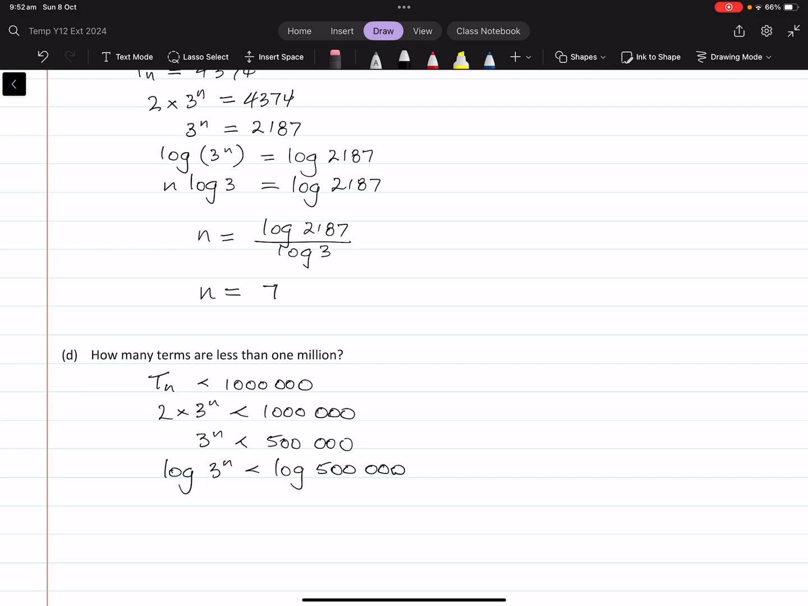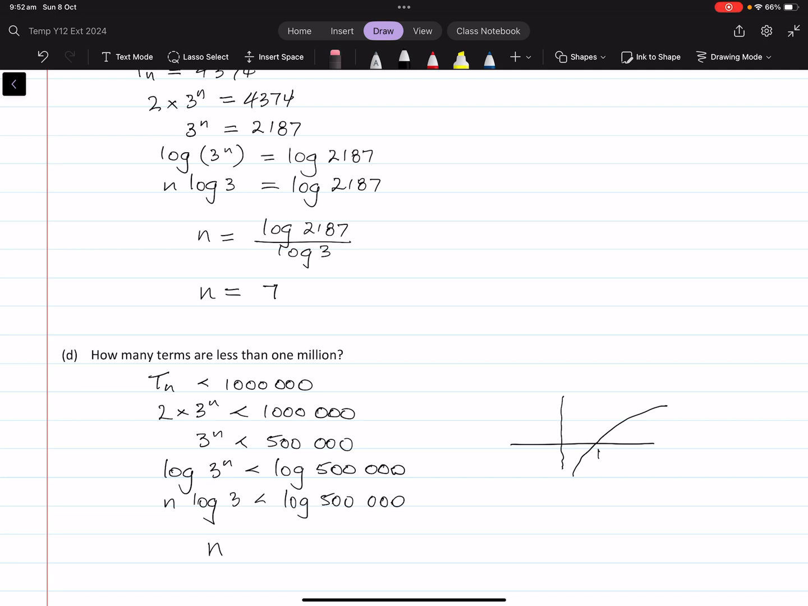If you draw the log function, it looks like this. The log function is an increasing function, crosses at 1. It's an increasing function, and so the greater the value of the number, the greater the log of it. And so when you take the log of both sides of an inequality, the inequality sign stays the same. All right, now I'm going to bring the power down the front using the log law, and so we get n log 3 is less than log of 500,000.